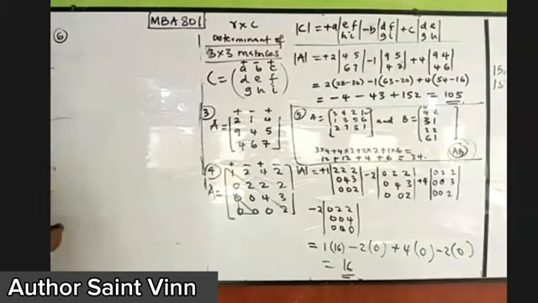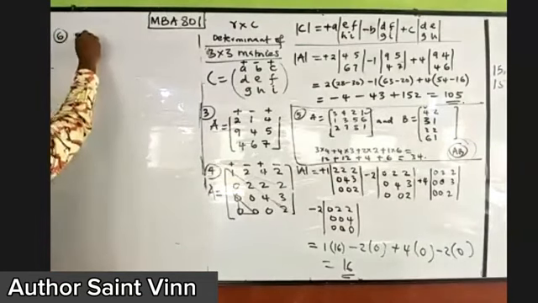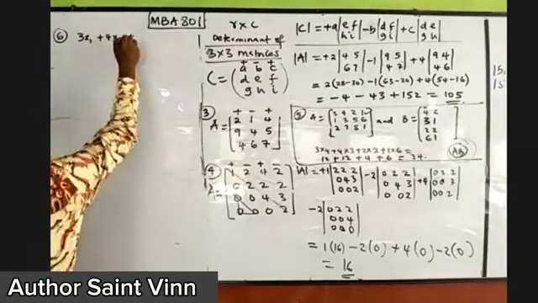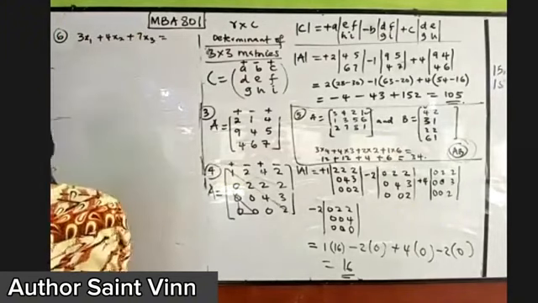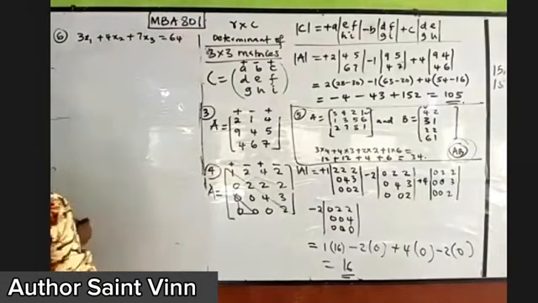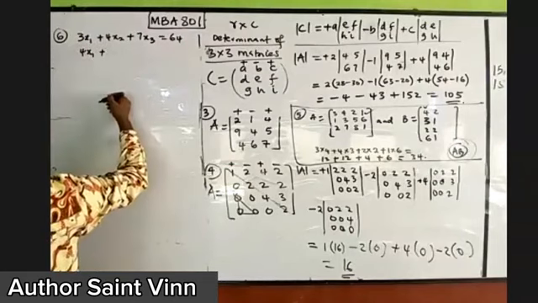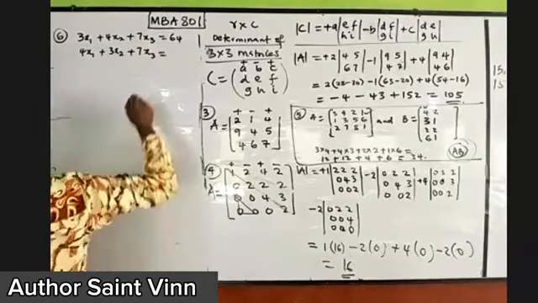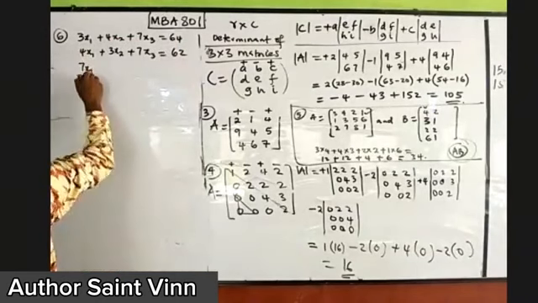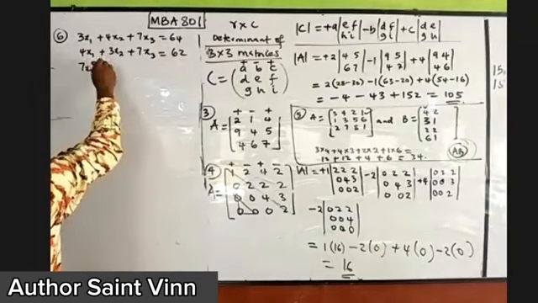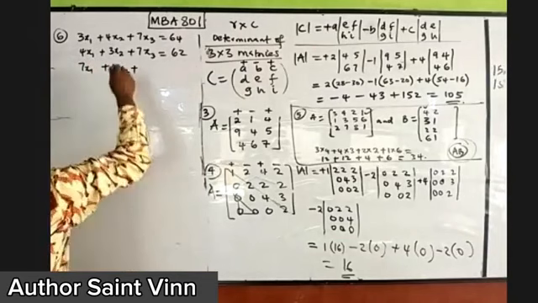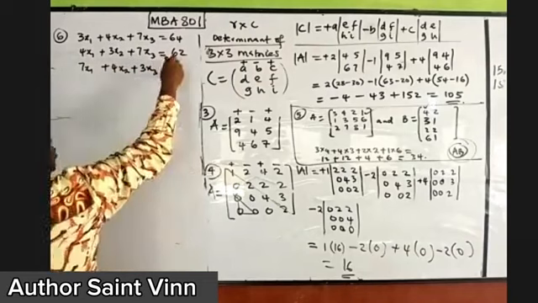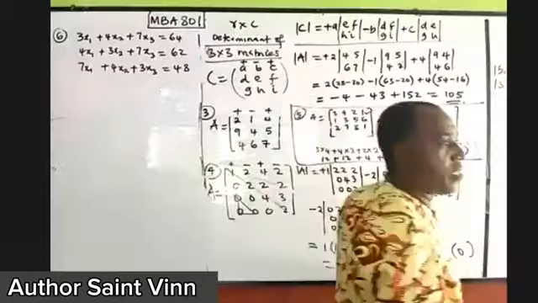Okay, we have number 6 for today. The question says solve the following system of linear equations using Cramer's rule. x1 plus 4x2 plus 7x3 equal to 64. We have 4x1 plus 3x2 plus 7x3 equal to 62. 7x1 plus 4x2 plus 3x3 equal to 48. The way we did the other one is the approach we apply.